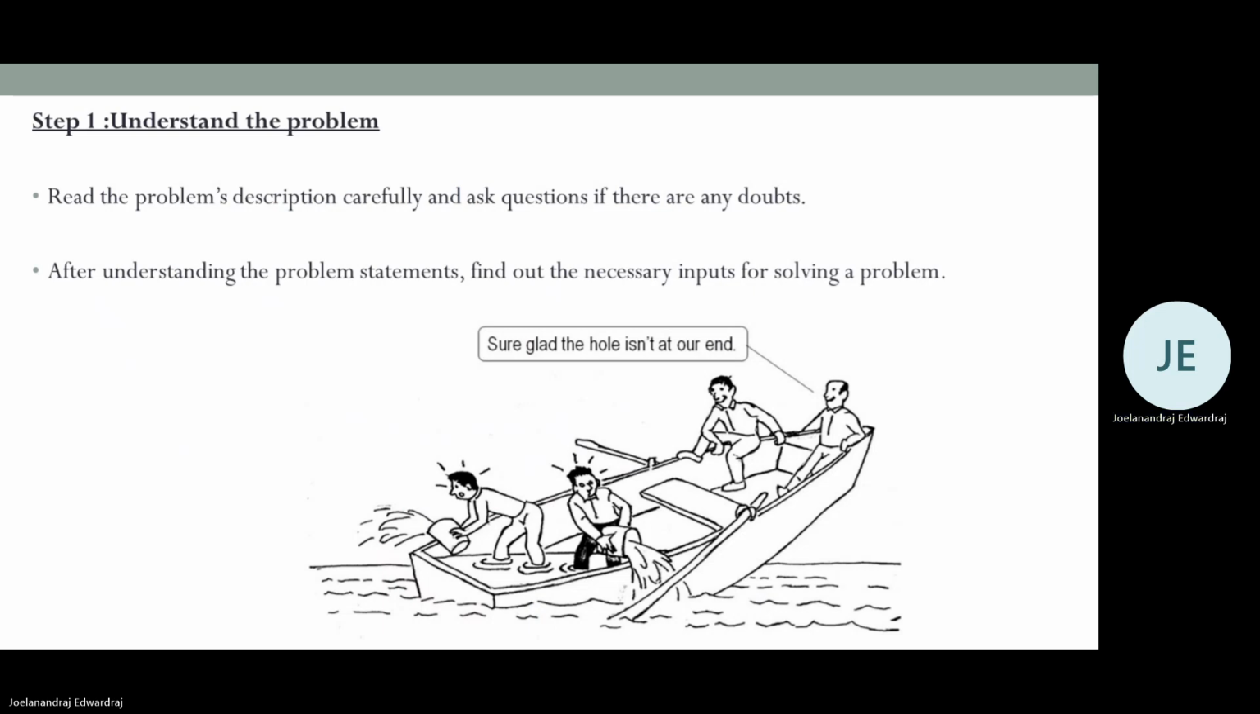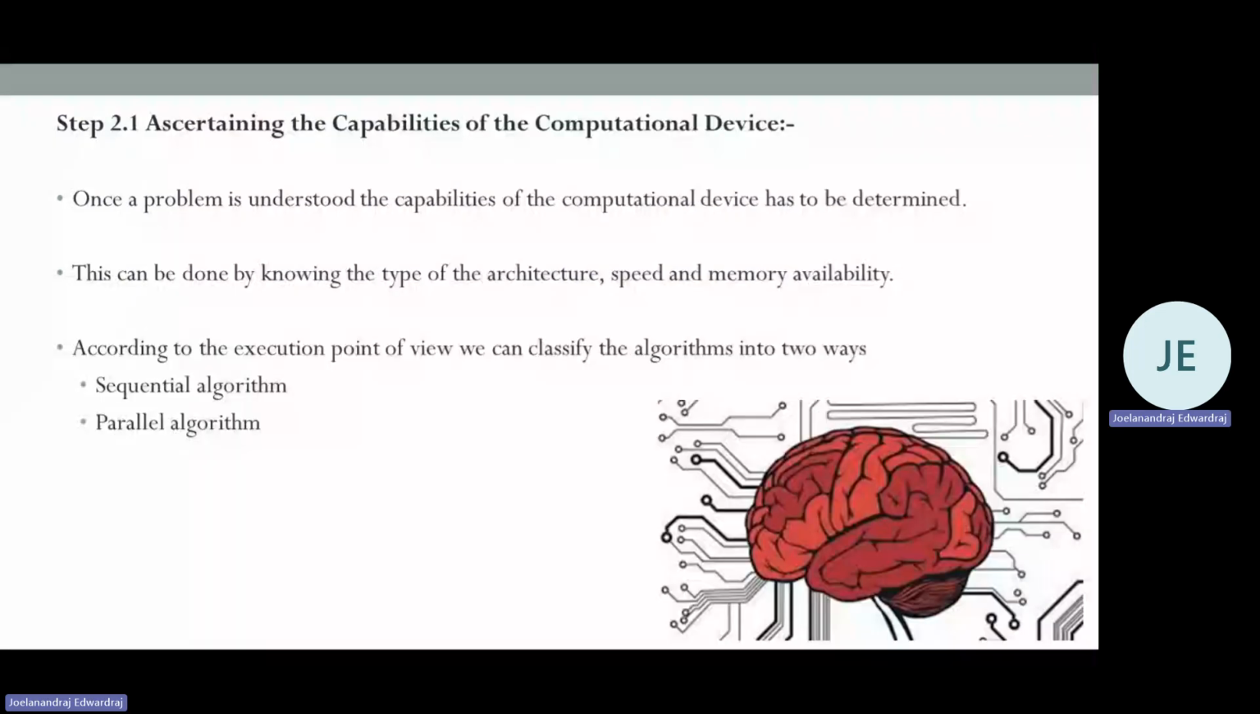Next one is ascertaining the computational device you're going to use. I'll give you two problems. You decide what computational device you can use to provide a solution to the problem. You decide for yourself what device you want to use and give me the solution. Yes, what's your name? Anand. Your name? What was your name?